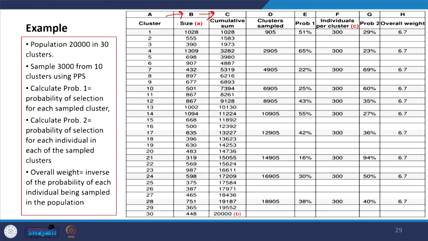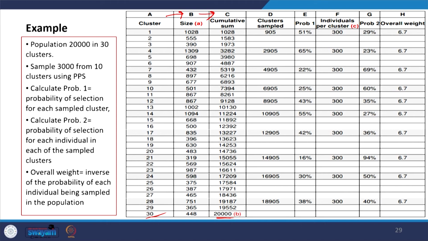From the C, we can identify that our total population is 20,000 here. Okay, the population is 20,000 in 30 clusters. So, 30 clusters are there. Sample 3,000 from 10 clusters using PPS. So, a sample of 3,000 from 10 clusters using PPS, that we can do.